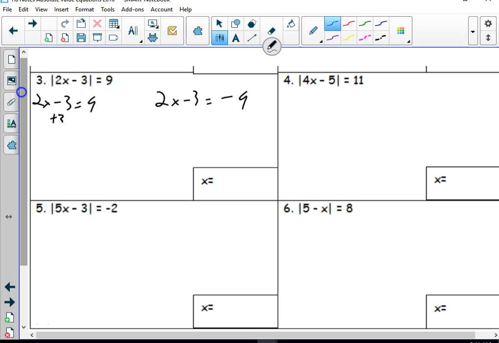So we're going to add 3. And that gives me 2x equals 12. Now what do I do next? Very good. Divide by 2. X equals 6. Check it. 2 times 6 is 12. Minus 3 is 9. Absolute value of 9 is 9. Good to go.